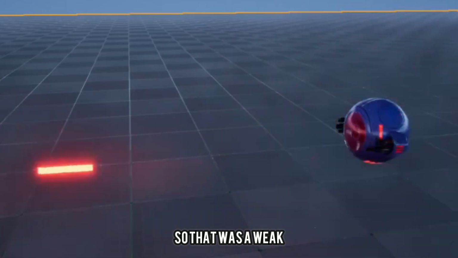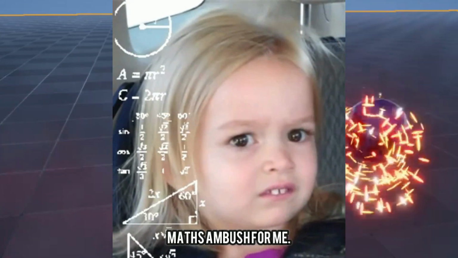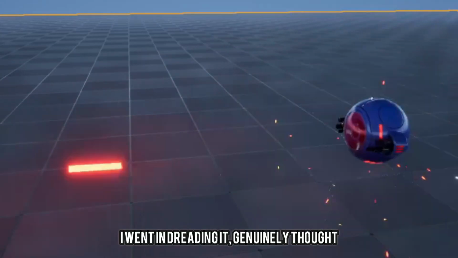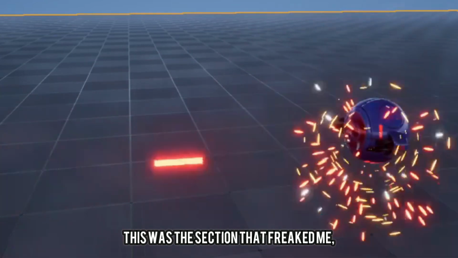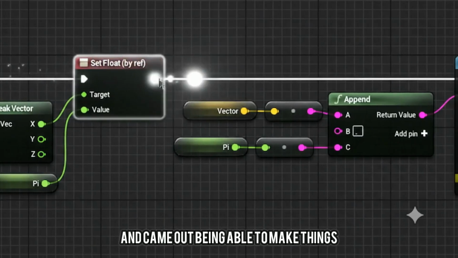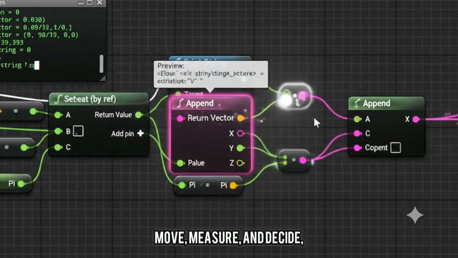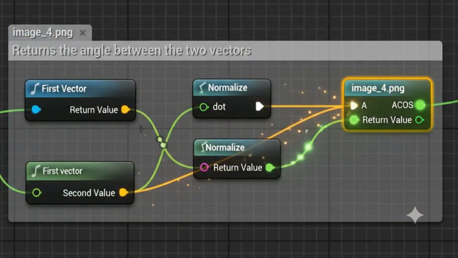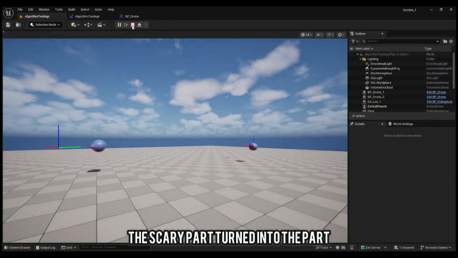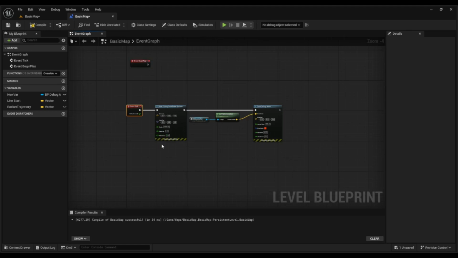So that was a weak maths ambush for me. I went in dreading it, genuinely thought this was the section that would break me, and came out being able to make things move, measure, and decide, and turn. The scary part turned into the part that makes everything work.